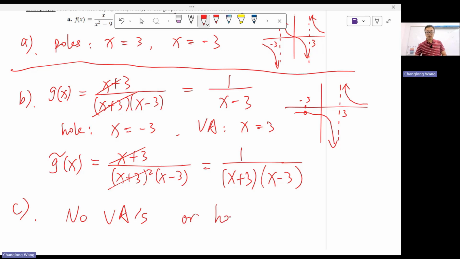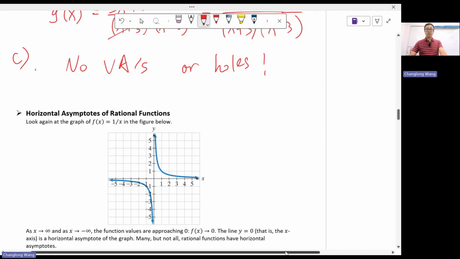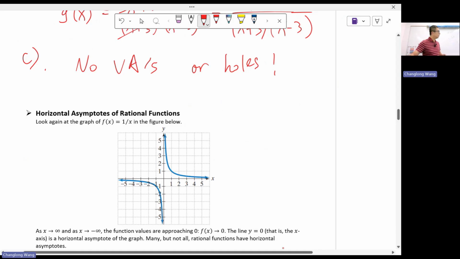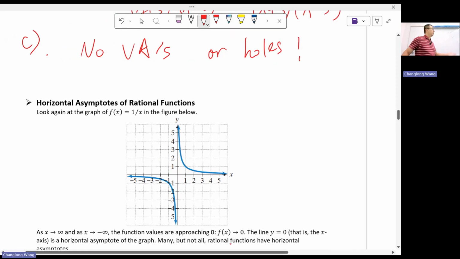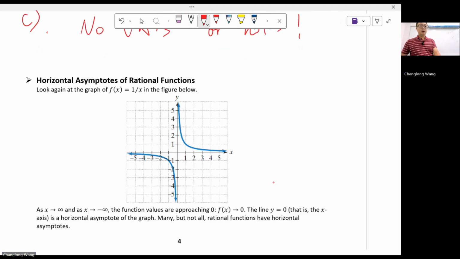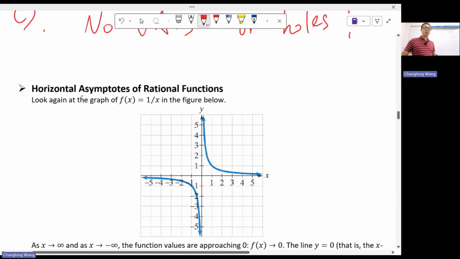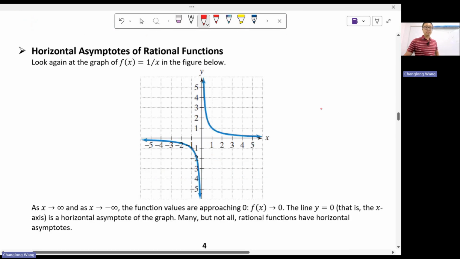Or holes. Okay, so please understand that for the most of the time, you're expecting VAs at the poles, but there might not be poles even if you have a denominator. So VA, right? The vertical lines that the graph of the function should never cross, right? Period. No exceptions. But something called HA or horizontal asymptotes, then the graph may cross, but we'll see when that happens.